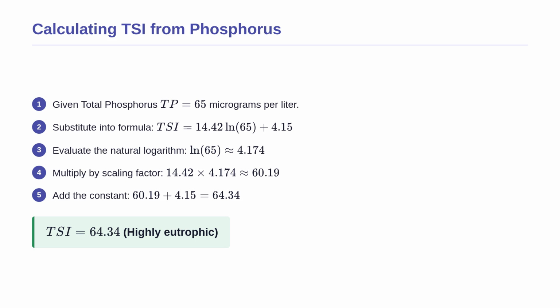First, we substitute 65 into our equation in place of TP. Next, we evaluate the natural logarithm of 65, which gives us approximately 4.174. We then multiply this by our scaling factor of 14.42, yielding 60.19. Finally, we add the constant 4.15. Our final answer is a TSI of 64.34. Because this score is well above 50, we classify this lake as highly eutrophic and severely polluted.